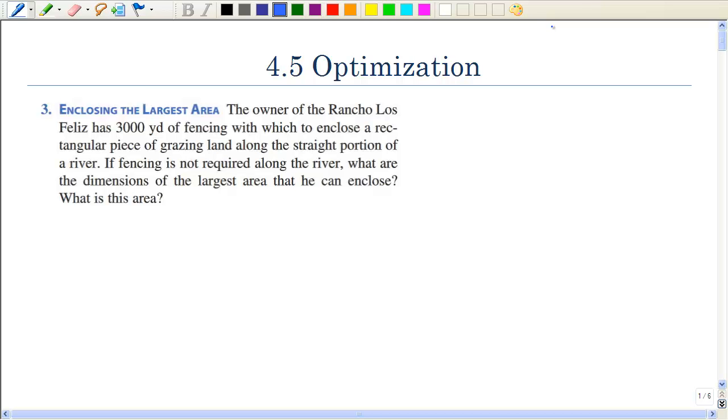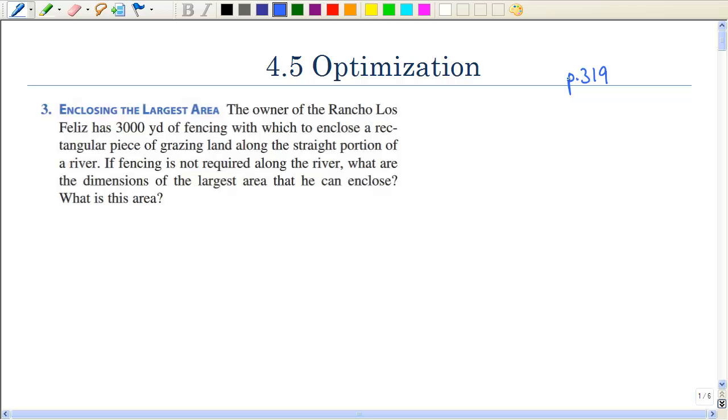We're going to be looking at word problems that ask us to either minimize a quantity or maximize a quantity. And more importantly, we're going to have to come up with two equations that relate two variables. The problems I've selected come from page 319 of your book, very similar to the homework problems that I'm asking you to do. So let's read number 3.